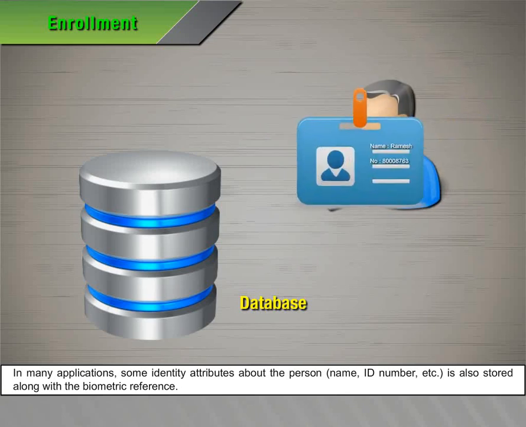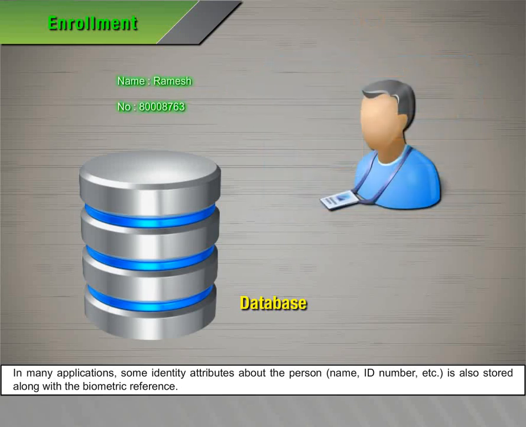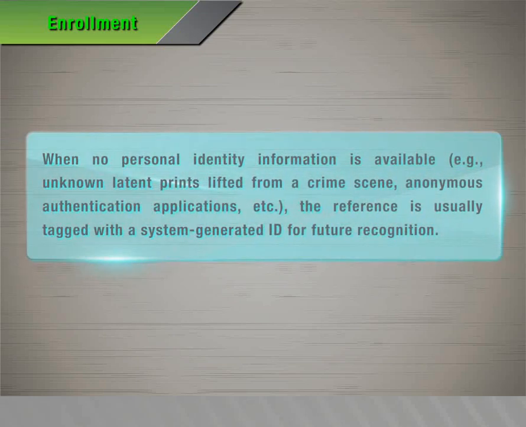In many applications, some identity attributes about the person, that is name, ID number, etc., are also stored along with the biometric reference. When no personal identity information is available, for example, unknown latent prints lifted from a crime scene, anonymous authentication applications, etc., the reference is usually tagged with a system-generated ID for future recognition.